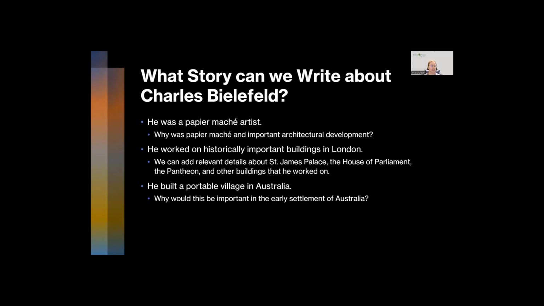And so we can add relevant details about St. James Palace, the House of Parliament, the Pantheon, and other buildings that he worked on, and add that context to it. And we know that he built a portable village in Australia. And why was this important? Well, the time frame that it was built was this large influx of immigrants and the gold rush.